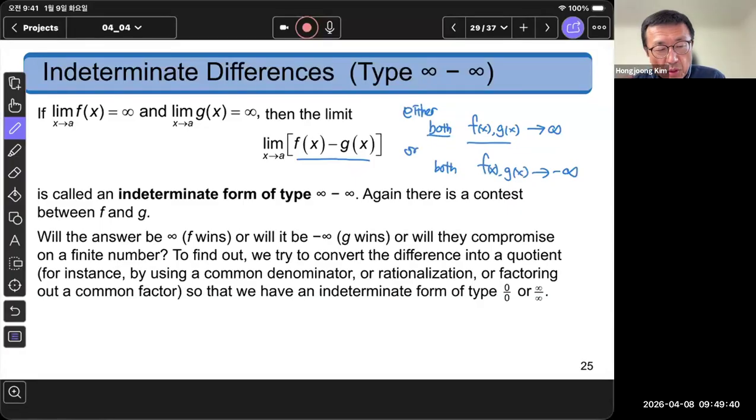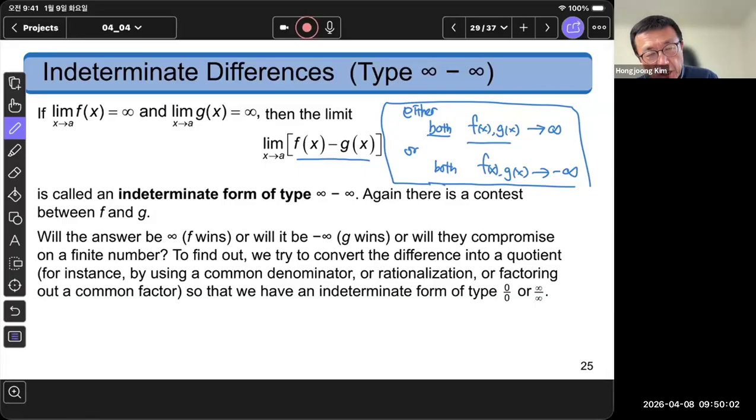So there's no simple way for this type of problem. If you have the limit of f of x minus g of x, and if f and g both diverge to infinity at the same time, or both diverge to negative infinity at the same time, then you need to do something to convert this f minus g to this type or this type.